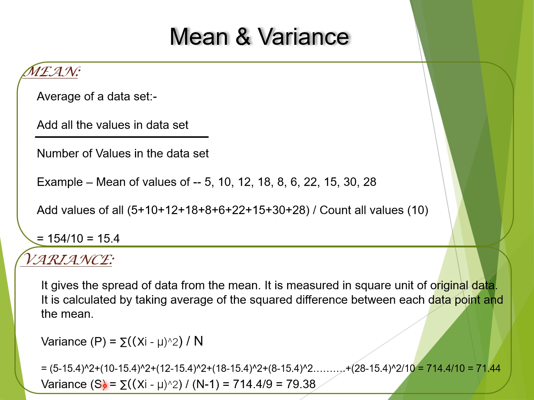If we take only a sample, then in the formula this n will become n minus 1. So we just need to remember it. For population, it will be divided by the count n, and if we are taking a sample, it will be n minus 1. So in this case, n minus 1, 10 minus 1, is 9, and the sum was 714.4 divided by 9. In that case, the variance comes to 79.38.